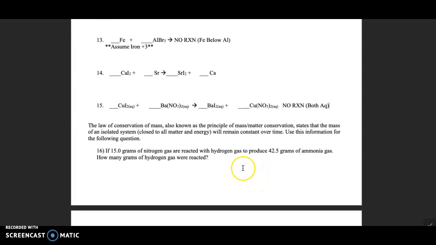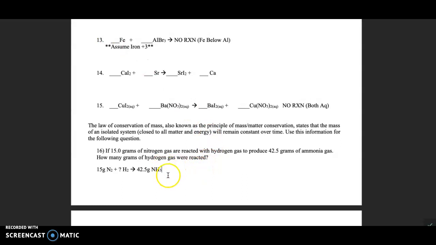Okay, and my last question here, law of conservation of mass states that mass is constant over time. So if I had 15 grams of nitrogen, we don't even need this, stoichiometrically this might not work, but that's okay, reacting with some amount of hydrogen, goes to make 42.5 grams of ammonia. And you don't even need to know what the products are here.